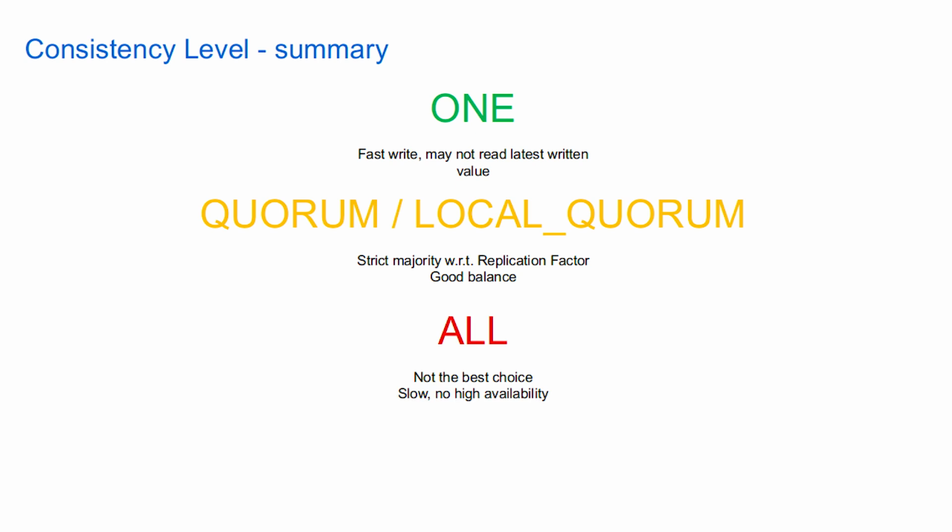Finally, all. This is a paranoid level. This is something that you have a choice, but it is not advisable. Because in a large Cassandra cluster, failures are normal. This is the consistency level where you are not embracing failure. You are expecting that the cluster is always up and running. And that is an unfair expectation from any IT system.